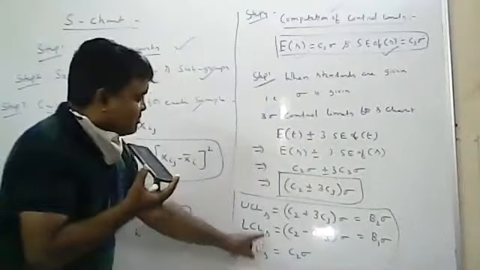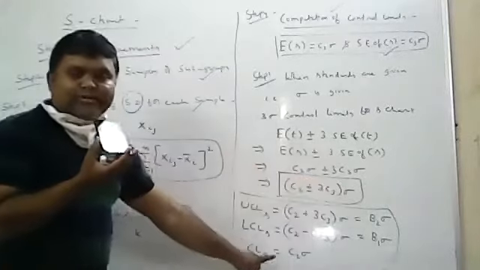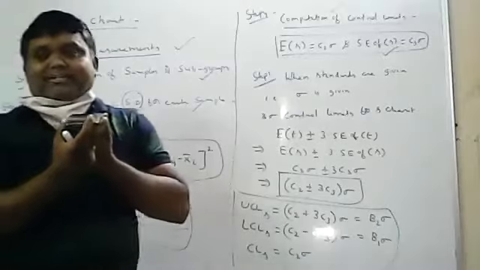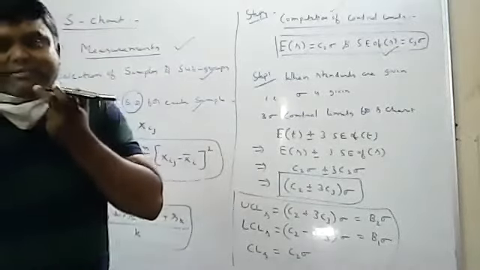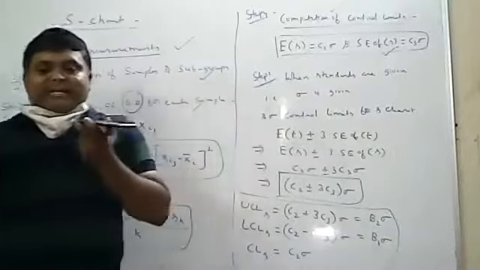And last one is CL. CL means first part value. What is the first part value? C2 into sigma. So the value is C2 sigma. So these are the formulas of control limits when standards are given for S chart. So case 1 is completed. Case 1 is standards are given.